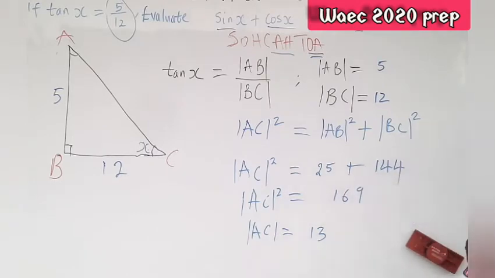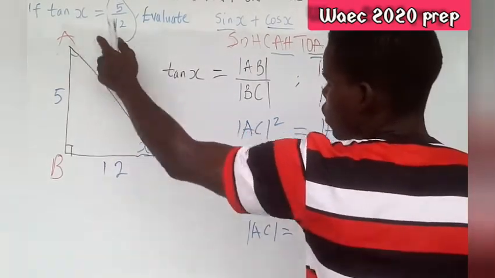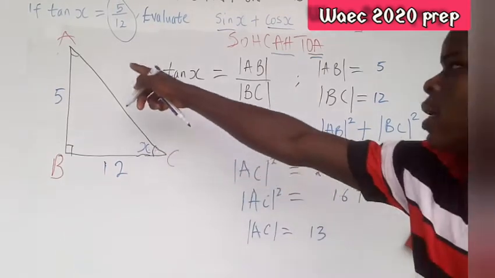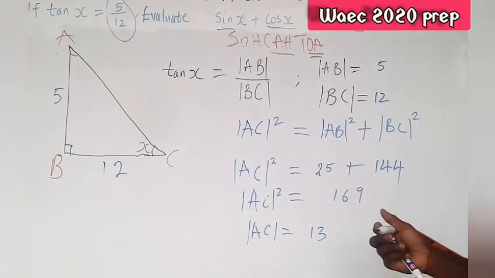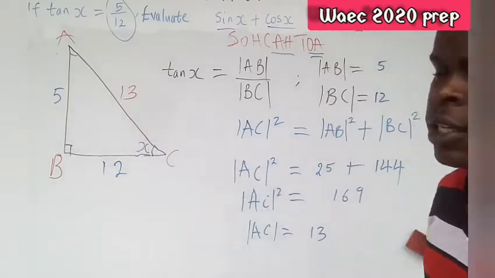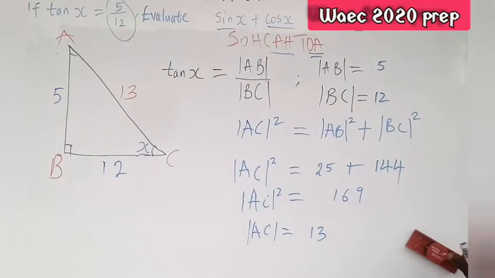Okay, the square root of this is 13. Normally it should be positive or negative 13, but because we are looking for the magnitude, the distance between this point and this point, it cannot be negative. So for its magnitude, we take the absolute value of that number, which gives us a positive. So the line AC is 13. And you can see it's the longest side, so that's correct. All right.